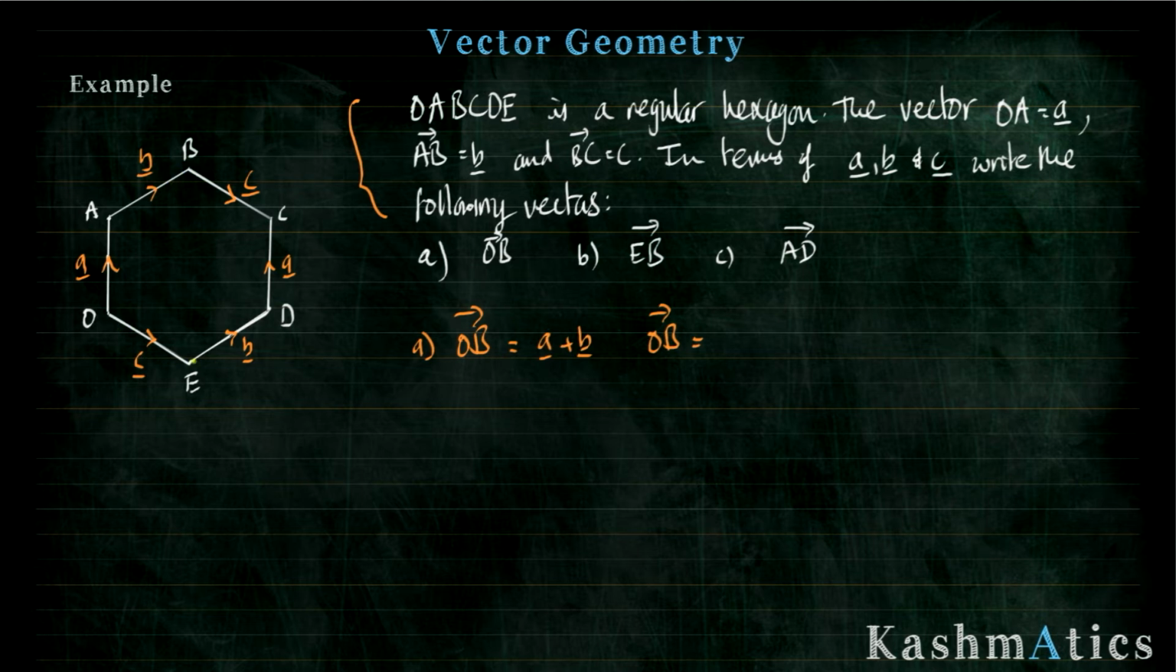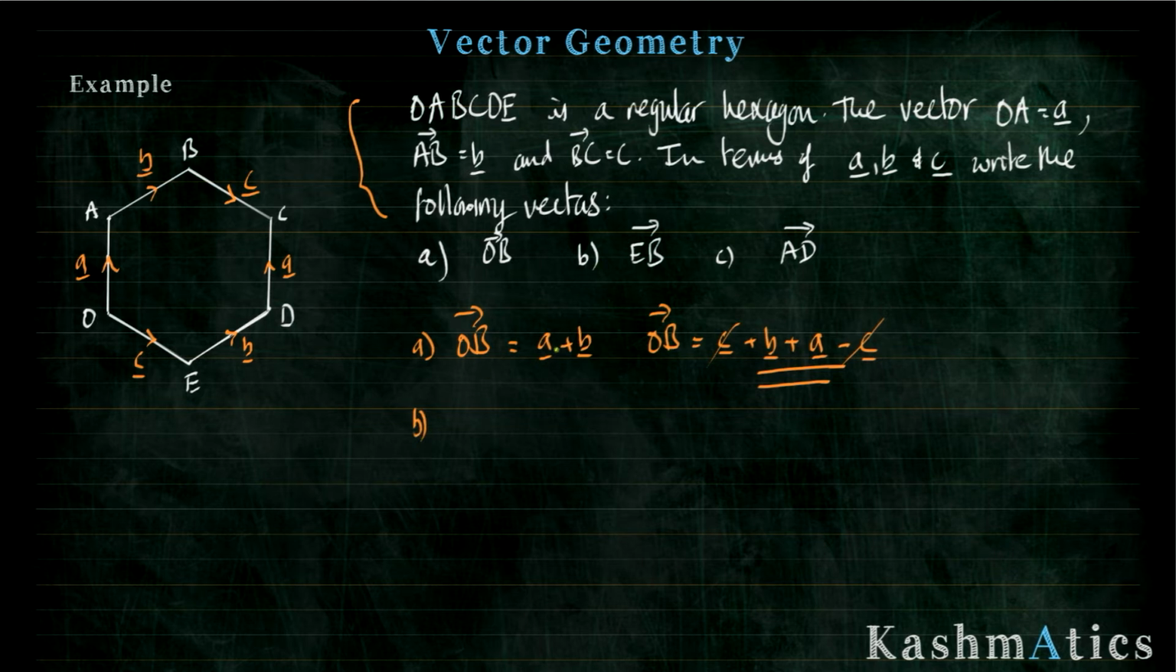I could have gone from O to E, which was C, plus E to D, which is B, plus D to C, which is A, and then from C to B. Now if you look at the direction of the arrows, it's in the opposite direction of C, which means we go along minus C. And these two cancel each other out. You've got a positive C and a negative C, they'll cancel each other out, and you end up with B plus A, which is the same as A plus B. So it doesn't matter which direction you take, as long as you're following the vectors correctly.